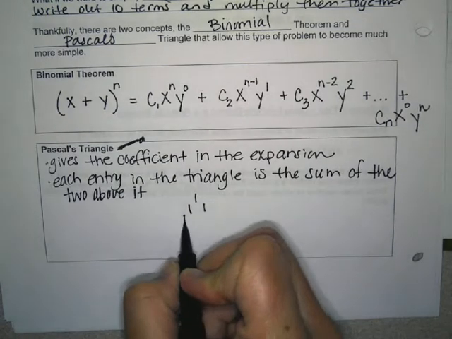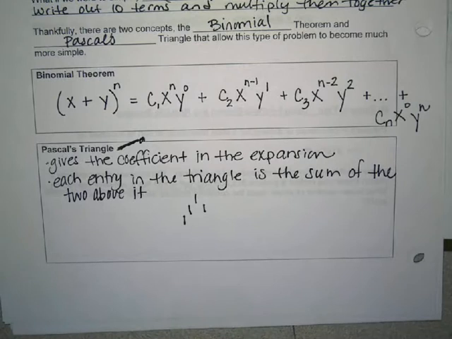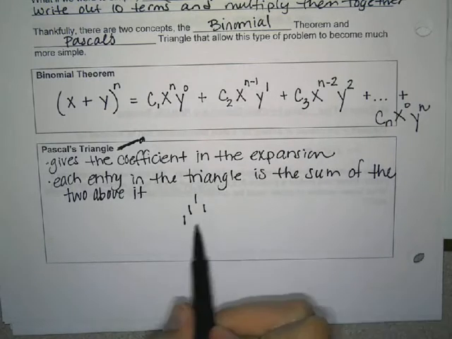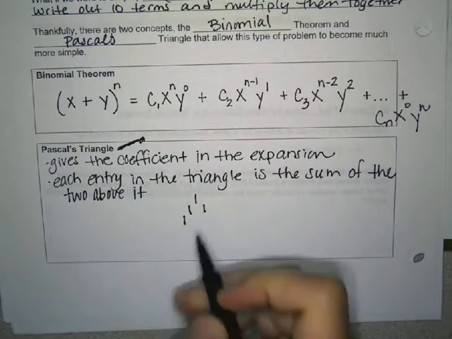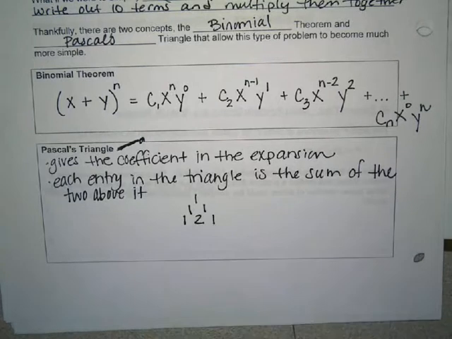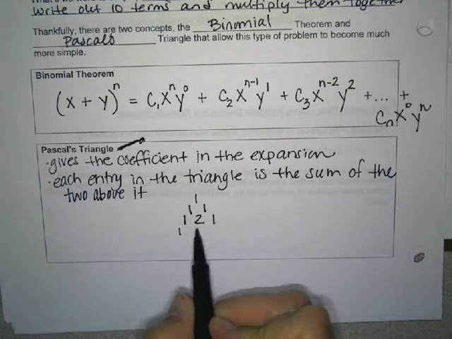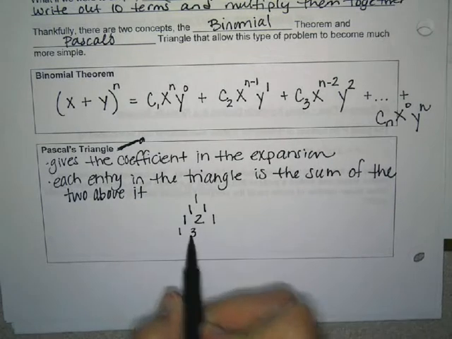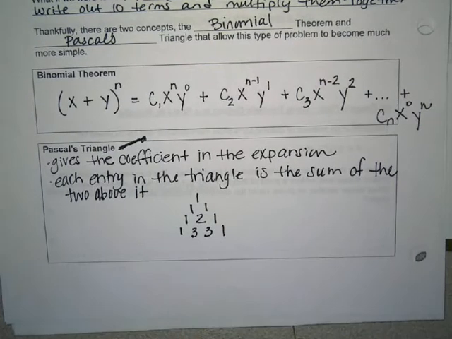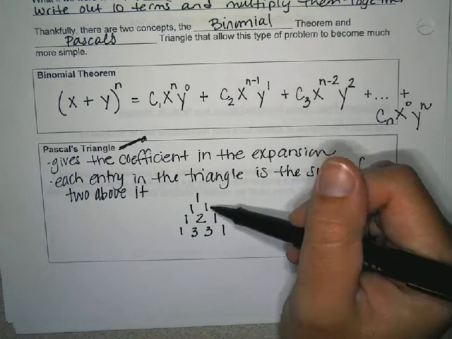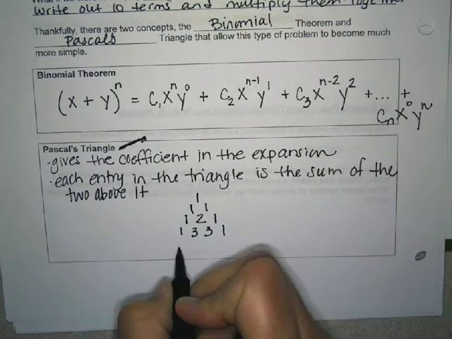As you'll find out, the edges of my triangle are all 1s. But to get this middle value, we add the two numbers above it. So 1 plus 1 gives me 2. Then we do my next row. So 1, and then 1 plus 2 is 3, 2 plus 1 is 3, and 1. How many terms should I have in my next row? 5. If you notice the pattern, we start with 1 term, 2, 3, 4, so now I'm at 5 terms, so I have 1.